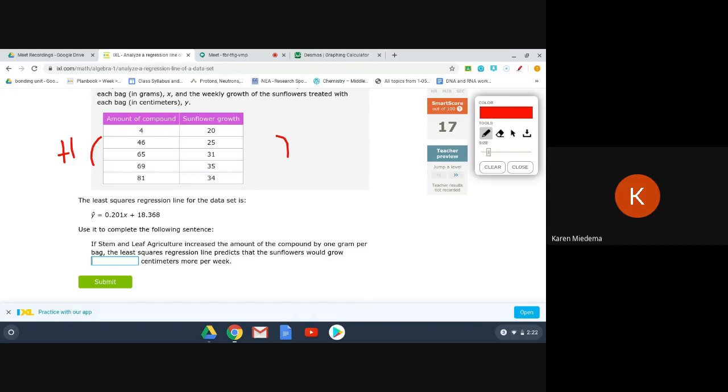Every time the x value is increased by 1, what happens to the y value? Well, that's our rate. That's what the slope represents. The slope represents that the sunflower growth increases by 0.201 every time the compound increases by 1. Okay, so for this question, they're really just asking you to interpret. They want you to realize that, hey, that's just what the slope represents. So we could type in 0.201.